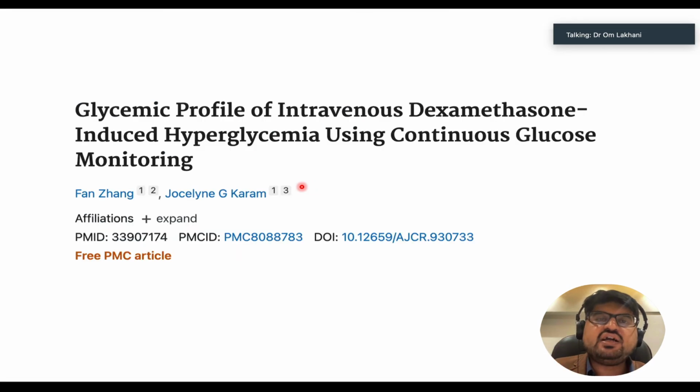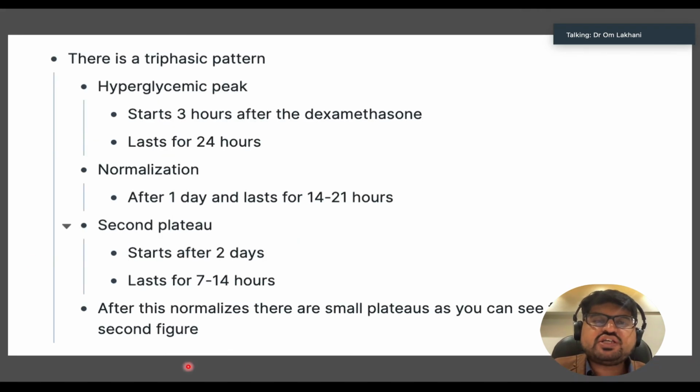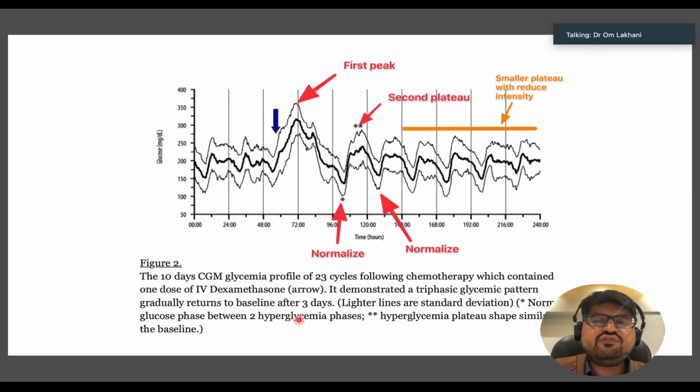This patient was on chemotherapy, very similar to another patient I'll show you. This patient was receiving weekly doses of dexamethasone along with the chemotherapy, and after this there is normalization, but there are some small plateaus which you can see from the figure. So this is the first peak which happens, right? The patient receives dexamethasone, has a first peak, then things start normalizing after a day. Then there's a second peak, and then there are small peaks which go on throughout the entire week. So this is what they typically found as far as dexamethasone was concerned.